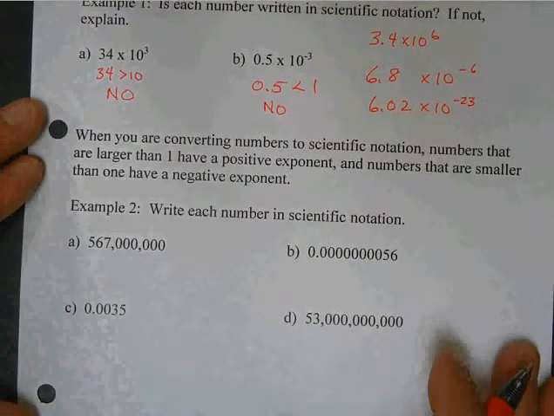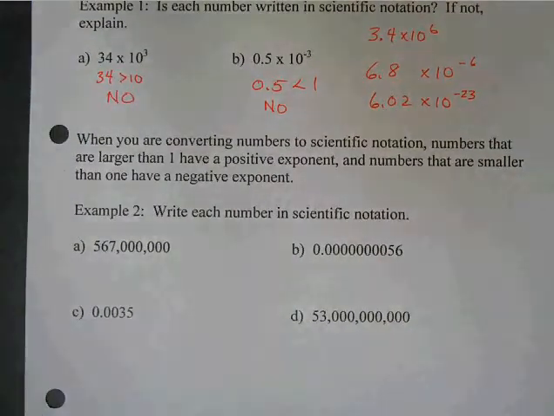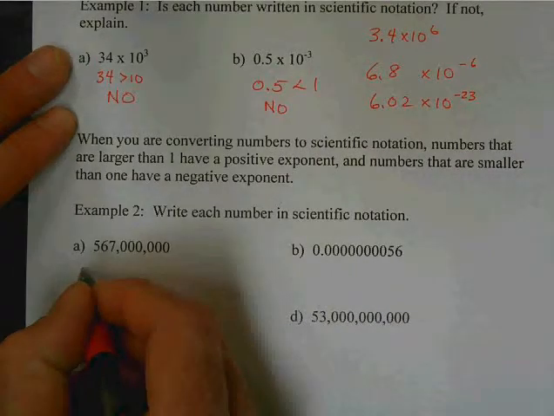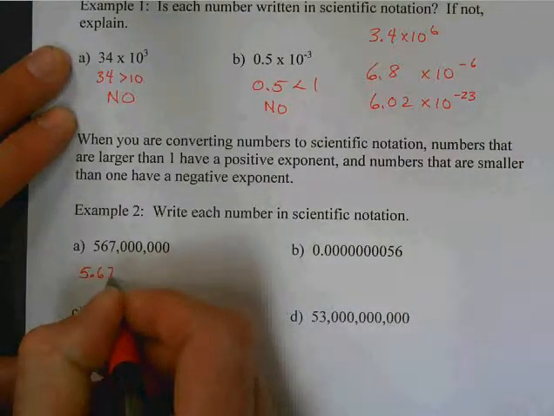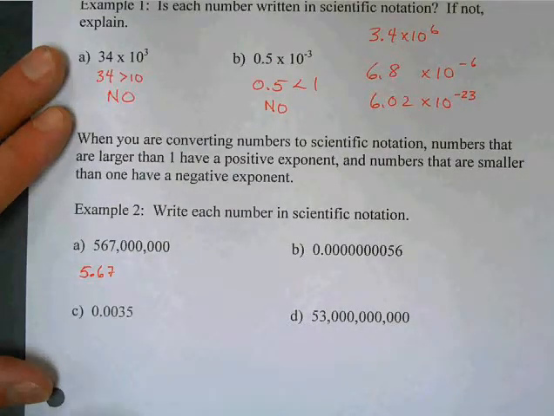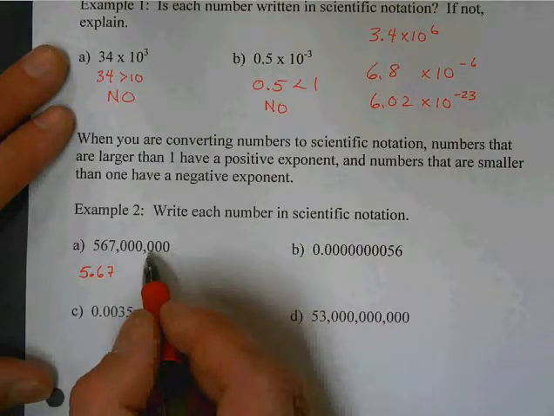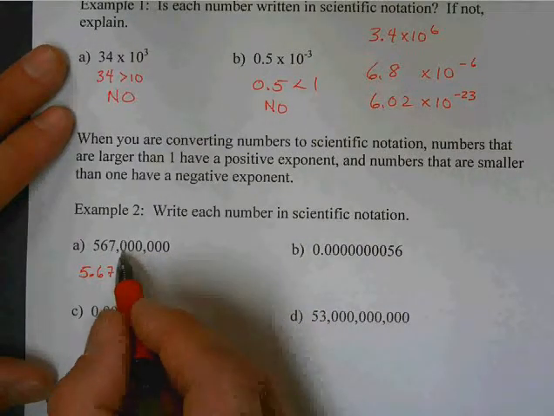So, all right, moving down. Converting numbers to scientific notation. If numbers are larger than 1, they will have a positive exponent. If they are smaller than 1, they will have a negative exponent. All right? Yesterday we learned that 10 to the third is 1,000, right? So here we have 567 million. Now, let's write this as a decimal. First of all, 5.67. And to do that, that would be times 10, times 100, times 1,000, times 10,000, 100,000, a million.